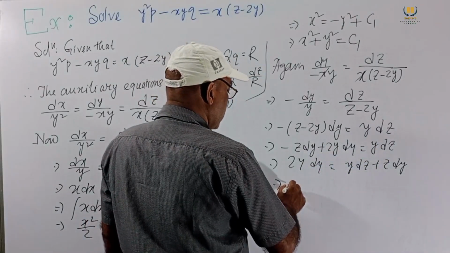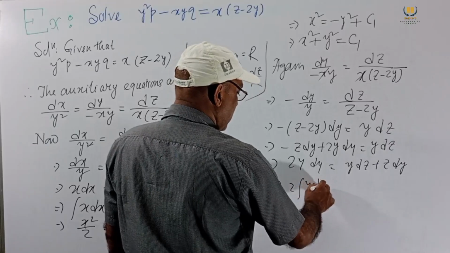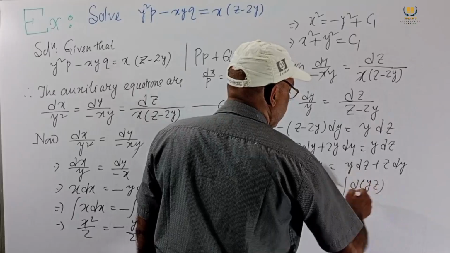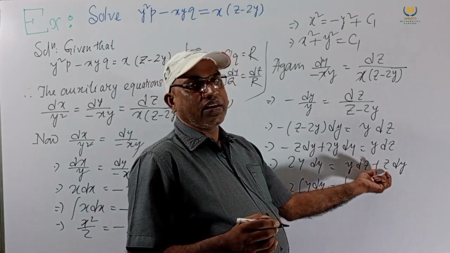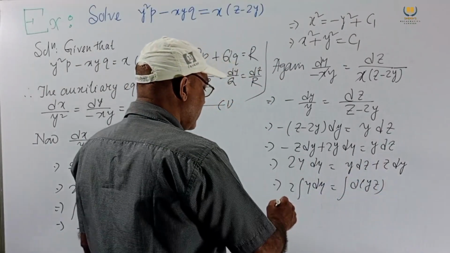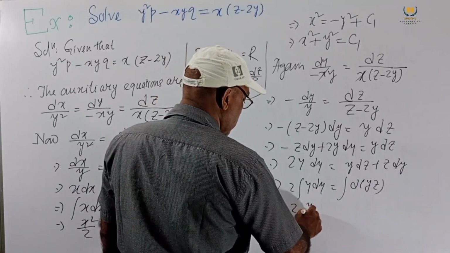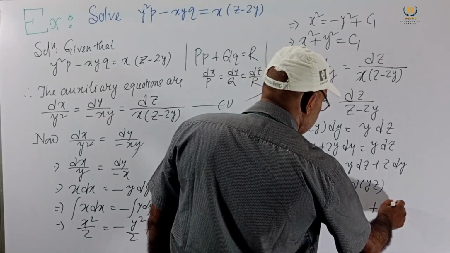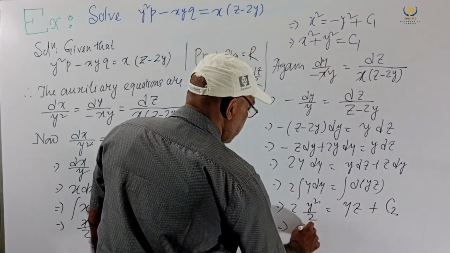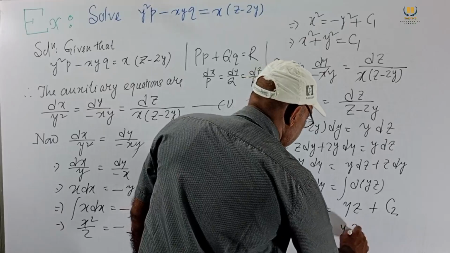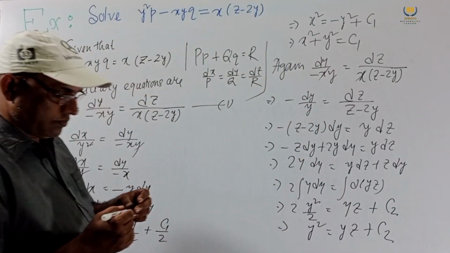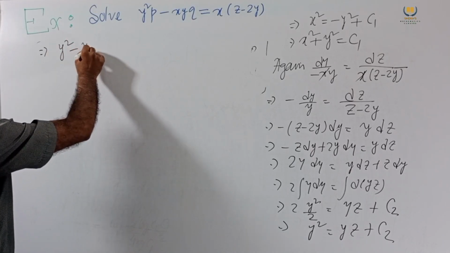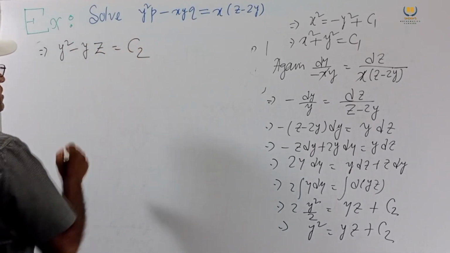Taking this one on the right hand side, this remains the same. Now we write it in this way: 2y dy, and this can be written as d of y into z. We get this one. And integrating both sides, 2 y square by 2 equals yz plus c2. So this implies y square equals yz plus c2. This implies y square minus yz equals c2.